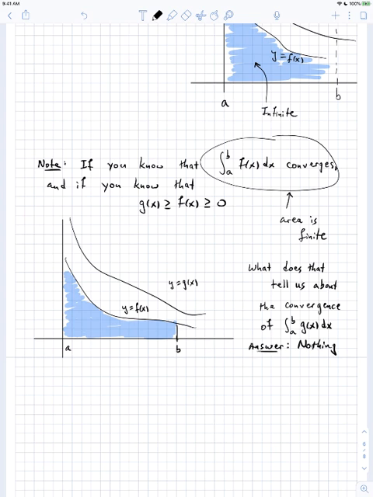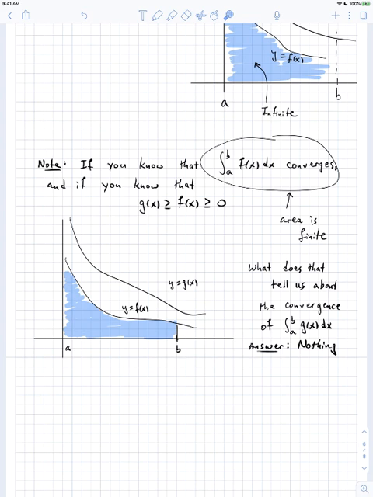It doesn't tell us anything. We know that this area under f is finite. We know that, for example, it's 12. We also know that g is bigger, so the area underneath g is bigger. Well, 13 is bigger than 12, so maybe the area is finite and just some larger number, but it might be infinite. It could very well be that there's an infinite area underneath g.